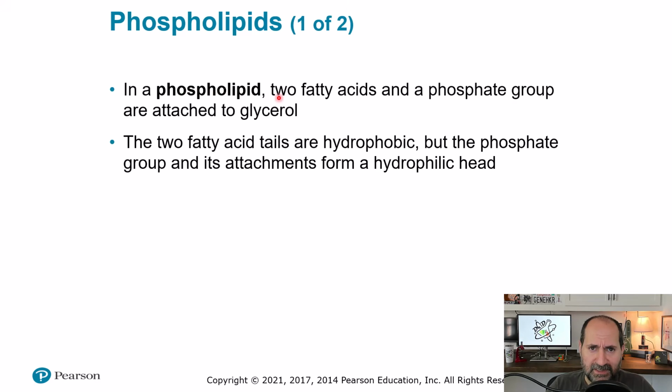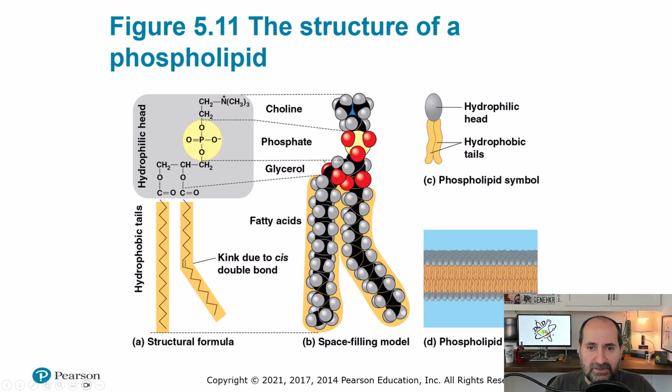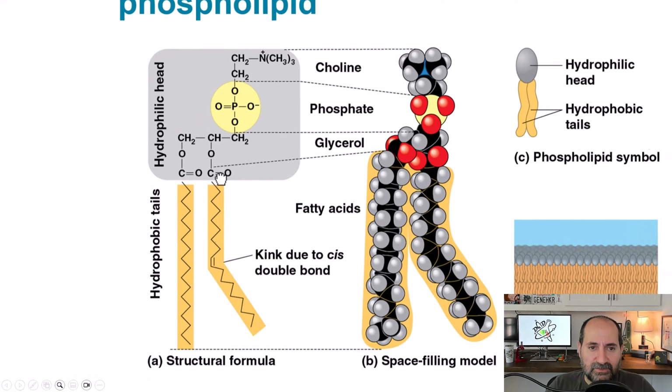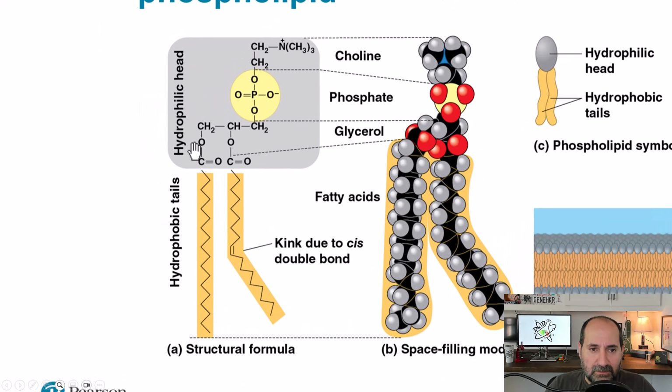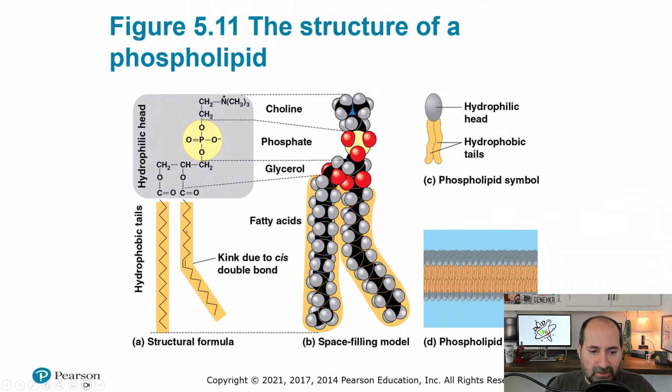A phospholipid is made up of 2 fatty acids, a phosphate group, and a glycerol. There's also another small piece, but we're not going to dwell on that. Here you can see a phospholipid. Notice this part that I'm circling. Does that look familiar? What is that? That is glycerol. Remember glycerol? That should look familiar. So we've got a glycerol head.